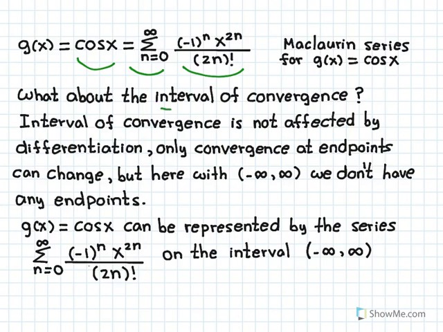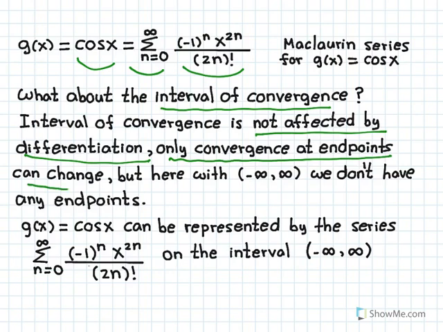What about the interval of convergence? The interval of convergence is not affected by differentiation or integration. Only convergence at endpoints can change. But we don't have endpoints. The interval of convergence for sine x was minus infinity to infinity. Since we don't have any endpoints, the interval of convergence for cosine x will also be minus infinity to infinity.